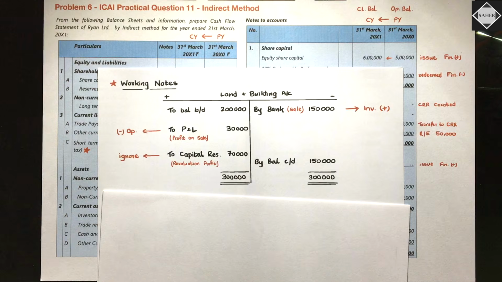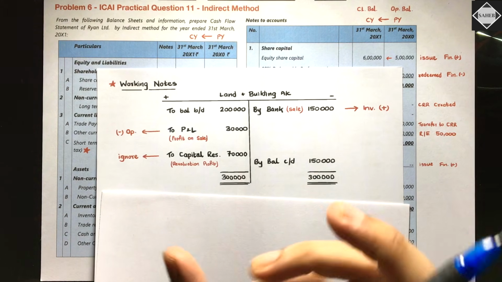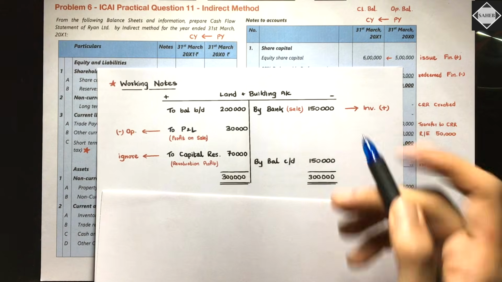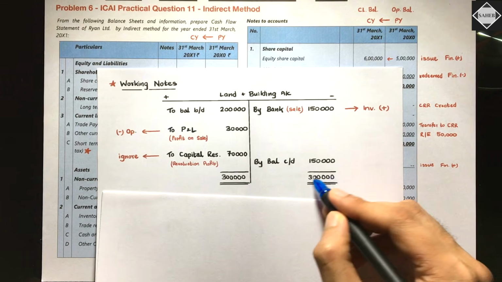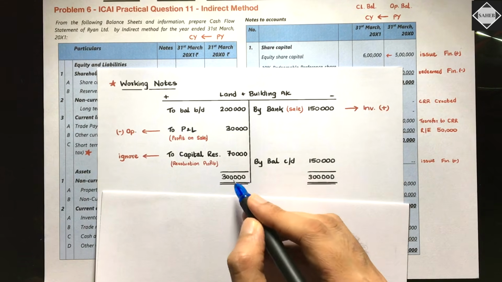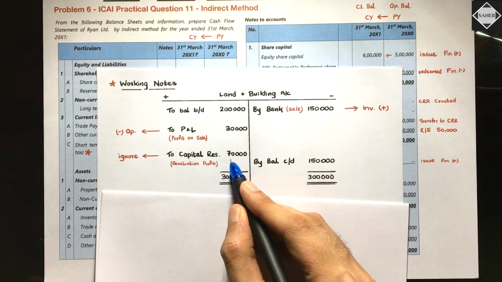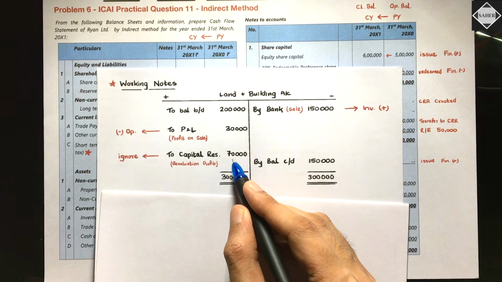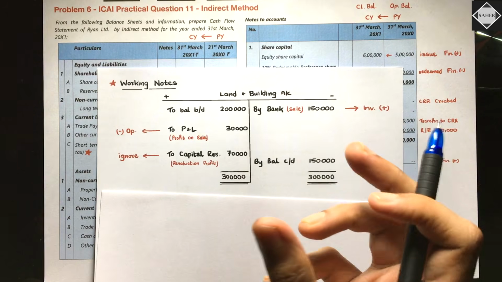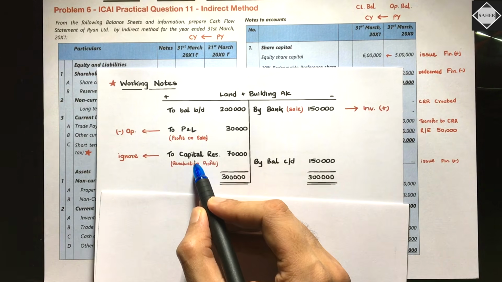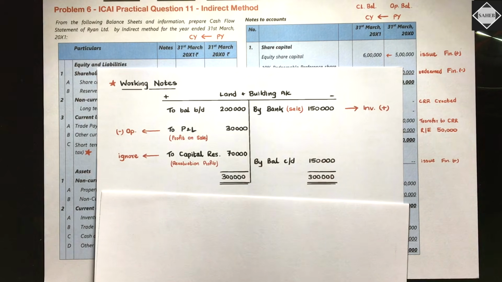Is it clear? Simple. And then see, you will just balance this account and you will find how much is the revaluation profit. Okay, so 1,50,000 plus 1,50,000, that's equal to 3 lakh. 3 lakh on this side as well. 3 lakh minus 30,000 minus 2 lakh, that's equal to 70,000. What is this 70,000? This is nothing but profit on revaluation of land that has been transferred to capital reserve. So you will write to capital reserve.